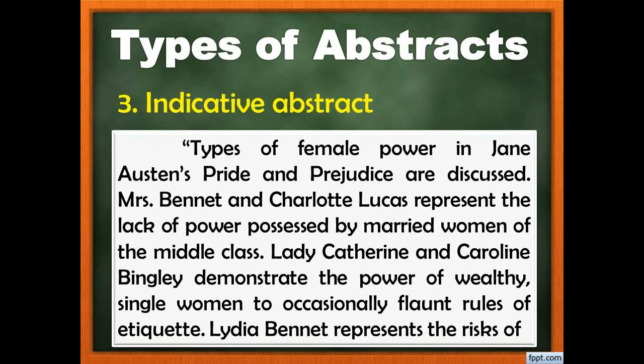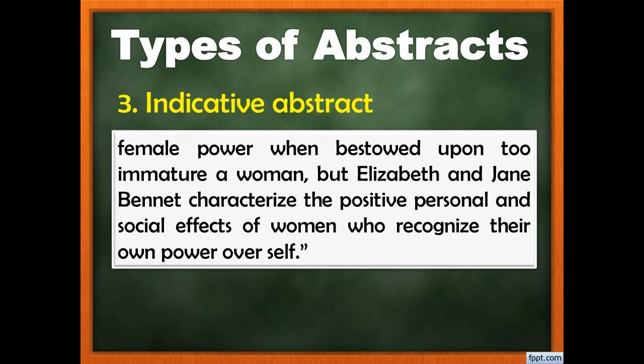Types of female power in Jane Austen's Pride and Prejudice are discussed. Mrs. Bennet and Charlotte Lucas represent the lack of power possessed by married women of the middle class. Lady Catherine and Caroline Bingley demonstrate the power of wealthy, single women to occasionally flaunt rules of etiquette. Lydia Bennet represents the risk of female power when bestowed upon too immature a woman, but Elizabeth and Jane Bennet characterize the positive personal and social effects of women who recognize their own power over self.